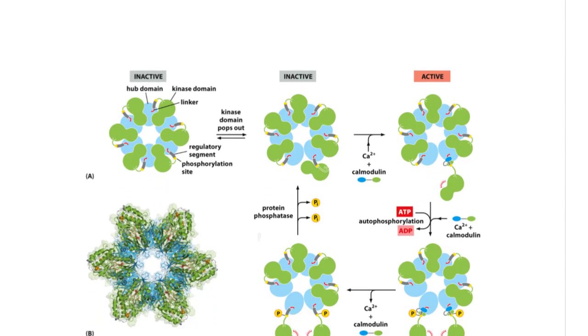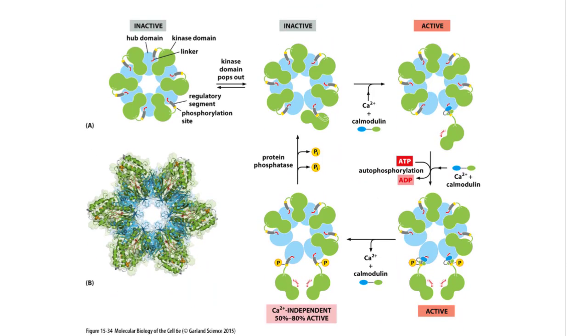So here we have a picture of CAM kinase 2, and it's showing you one side of it, with 6 of the kinase subunits, and these are the kinase subunits in green right here, here, here, here, here, and here. And you have this regulatory segment right here being shown.